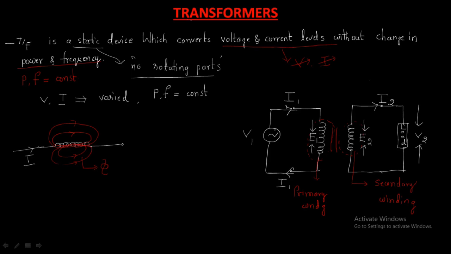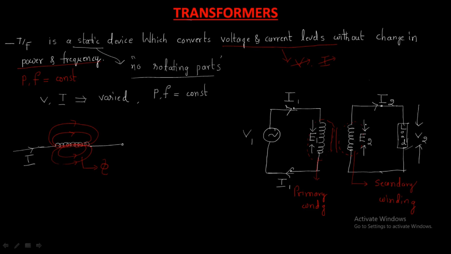Whenever the flux lines enter the secondary winding, or cut the winding, an EMF is automatically induced. That EMF is E2. And the secondary winding is again connected to some load.